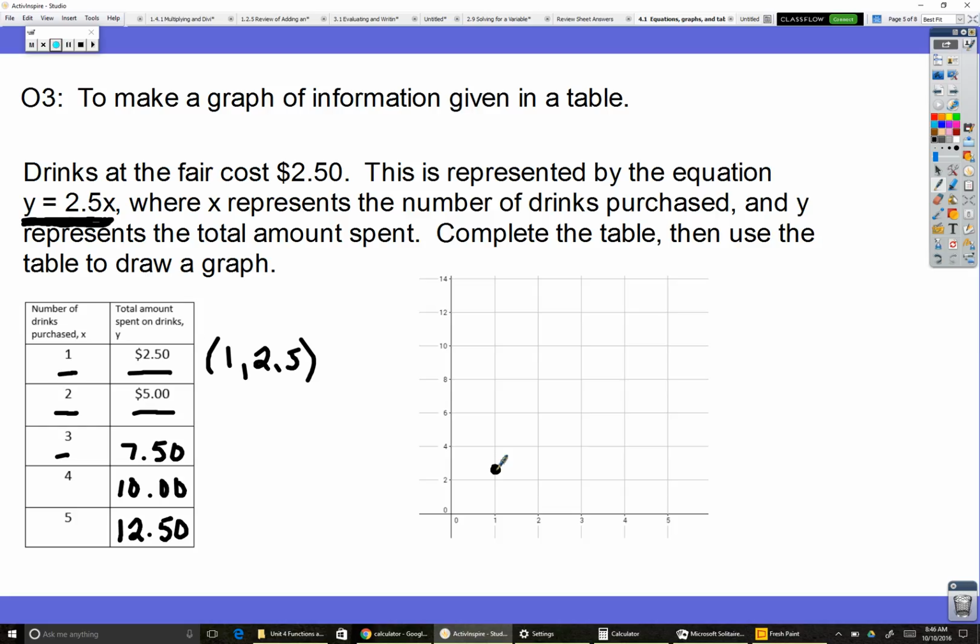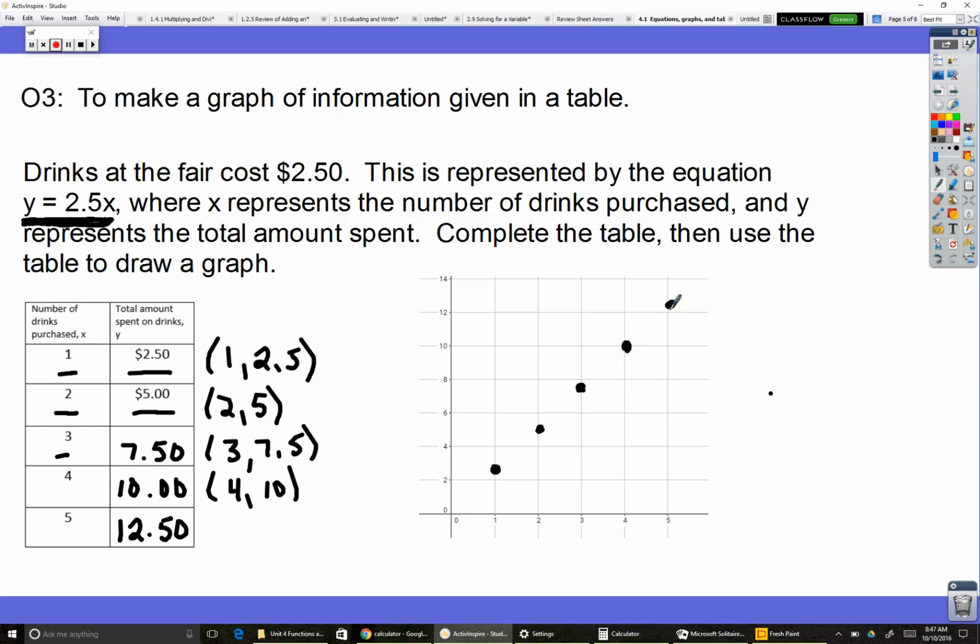Okay, our next ordered pair is going to be 2, 5. So we're going to go over 2 and up 5. 5 is going to be right here in the middle of 5 and 6. Our next ordered pair is 3, 7.5. That's going to be 1/4 of the way up here. No, it's not. It's going to be more than that. 7 would be halfway. So we're going to go 3/4 of the way. There we go. And then we have 4, 10. And 5, 12.50. 13 would be halfway, so we're going to go about 1/4 of the way. Okay, that's what our graph looks like.